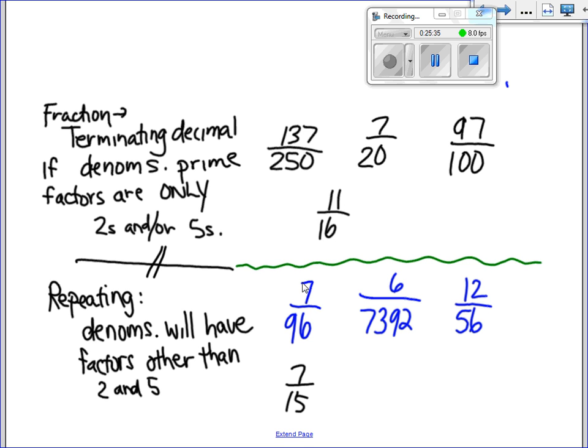And/or 5s. Twos and/or fives, I thought it had to have two and... No, good point to clarify before we turn this off. This says that its prime factors are only 2s and/or 5s. It doesn't have to have 2s and 5s. It can have just 2s, just 5s, or a combination of them.